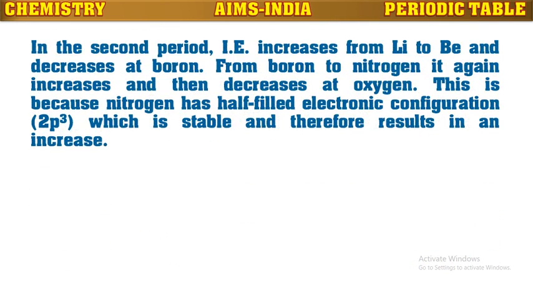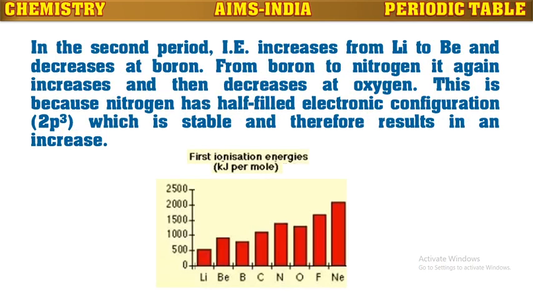In the second period, ionization energy increases from lithium to beryllium and decreases at boron, because beryllium has the inert pair effect, that is, paired electrons. The removal of electrons from the pair becomes a little more difficult than the removal of a single electron. So that is why beryllium has greater ionization energy than boron.